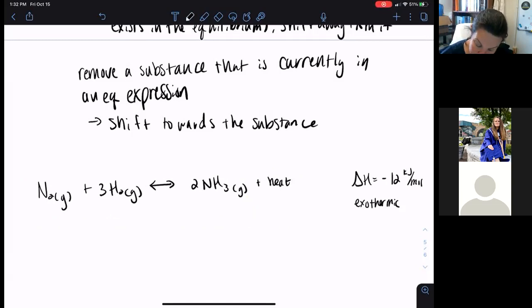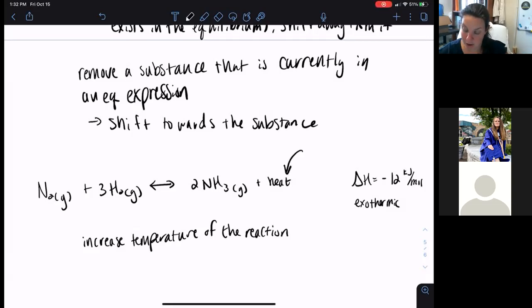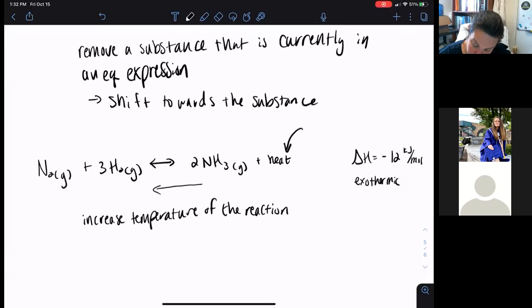So same idea as before. If we add something, so if we increase the temperature of the reaction, that is going to be essentially adding heat. And by adding something, we want to reach back to equilibrium, so we will shift away from it. So that will produce more products, or sorry, more reactants. Now, this will actually have an effect on our K value.